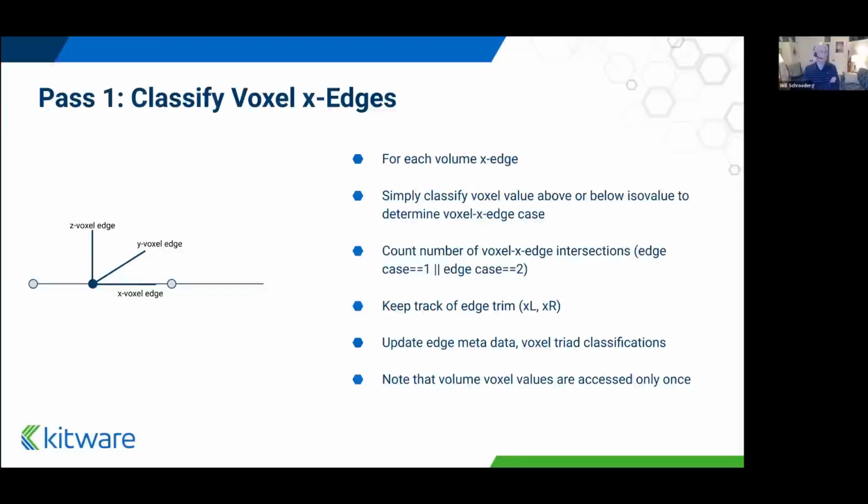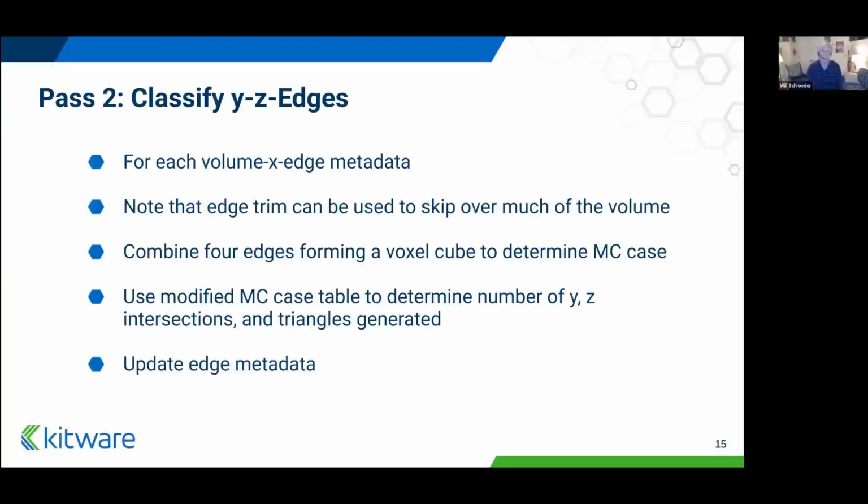And note that as we do this carefully, we only access each volume voxel value once. So we're not accessing it 8 times, we're only accessing it 1 time. The second pass, again, we process volume X edges, except we're not processing the actual data, we're processing metadata. The metadata is a compact form basically indicating what kind of data lies on each volume X edge. And also we use the trim edges so we can skip over much of the volume.